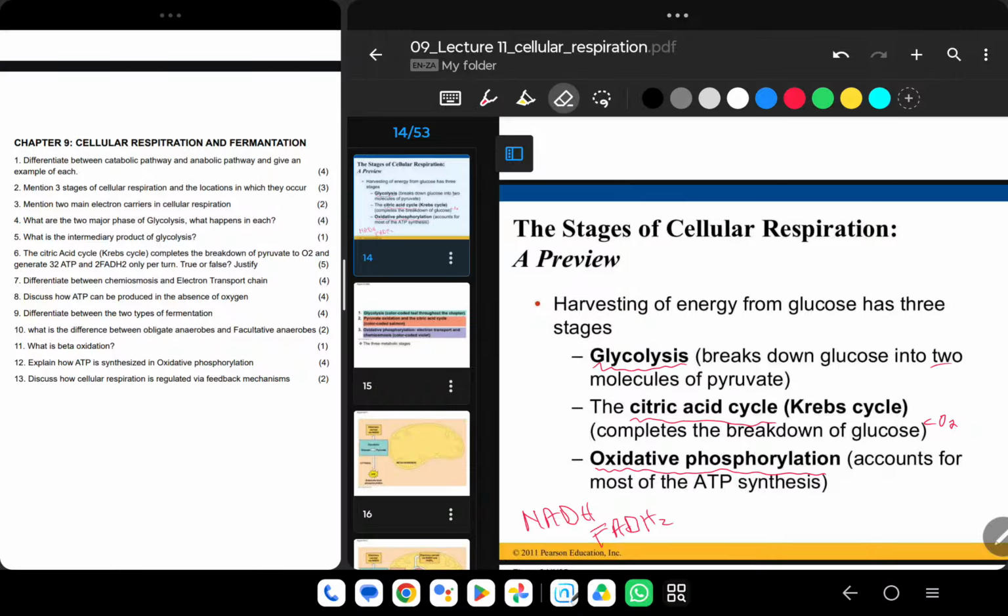Yes, these are the three stages, and where do they occur? Glycolysis occurs in the cytosol, whereas the citric acid cycle occurs in the mitochondria, together with the oxidative phosphorylation, which also occurs in the mitochondria.